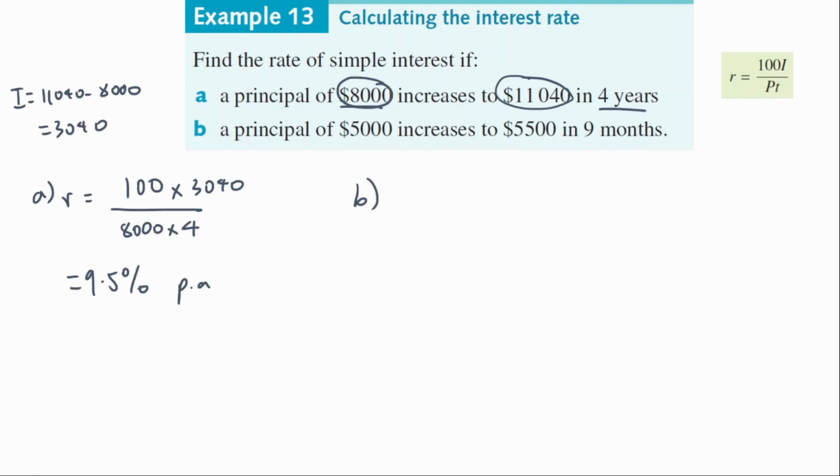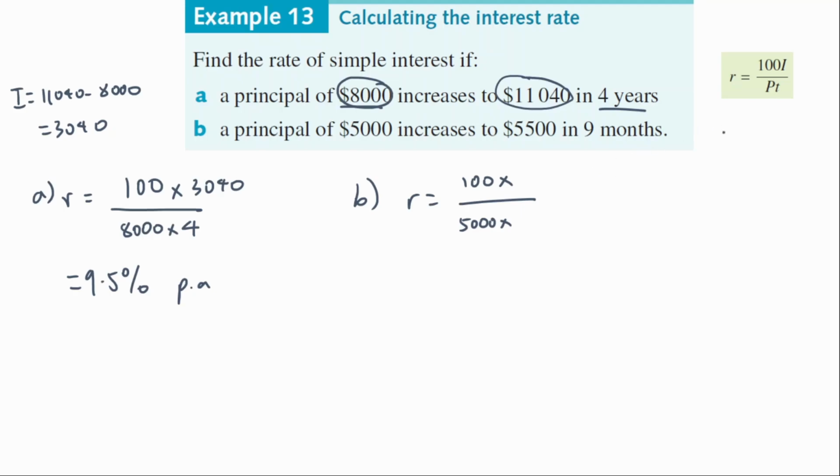Now let's try question B. We're doing the exact same thing here, plugging these different values into that formula on the top right. So we have R equals 100 times I. We'll work out what I is in just a second. Times P, which is 5,000. Just write that in down there.